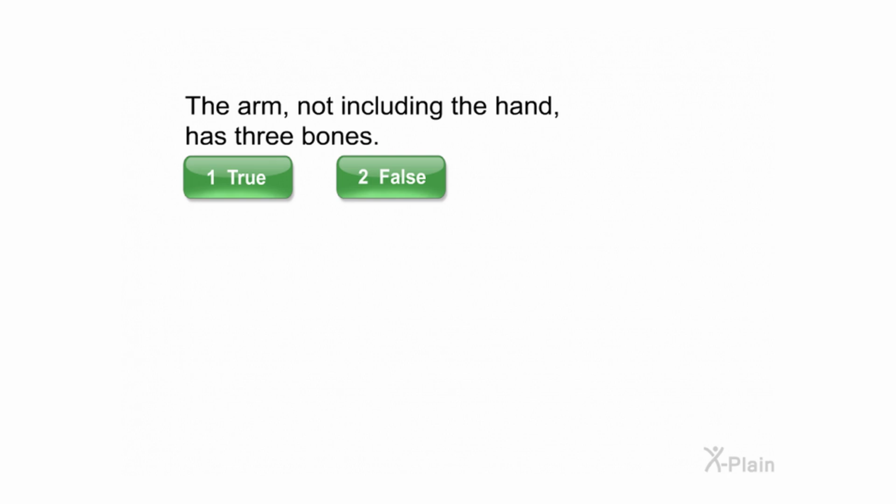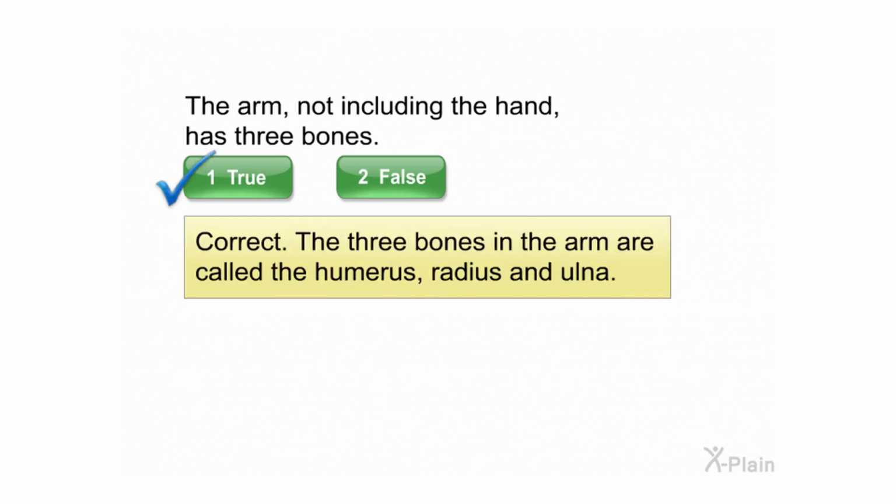The arm, not including the hand, has 3 bones. Select true or false. Correct. The 3 bones in the arm are called the humerus, radius, and ulna.